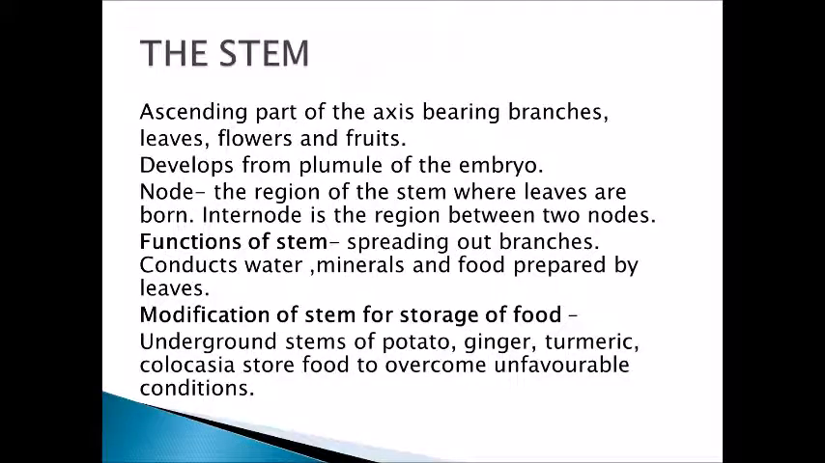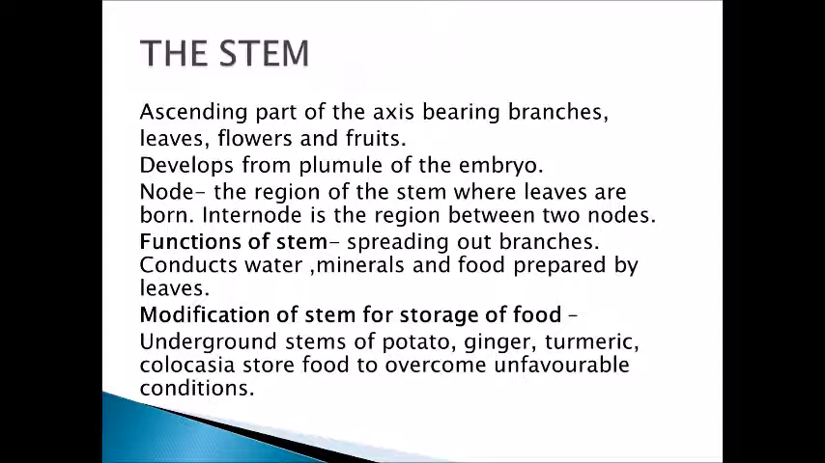The stem: the ascending part of the axis bearing branches, leaves, flowers, and fruits. The stem grows above the ground surface, so it's growing upward. It is the ascending part of the embryo axis or the plant axis, and it has branches, leaves, flowers, and fruits. It develops from the plumule of the embryo.